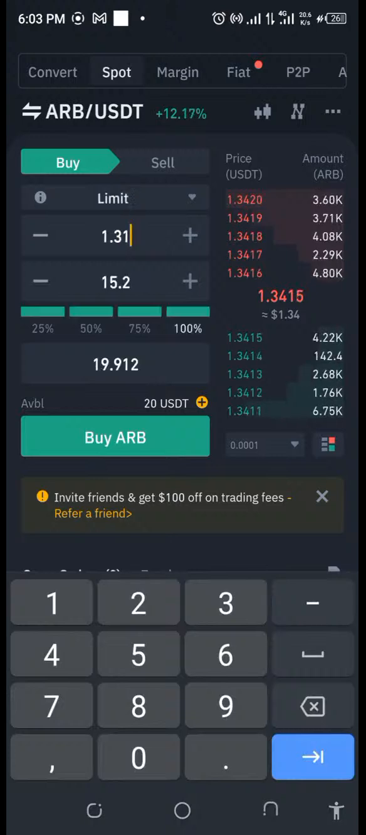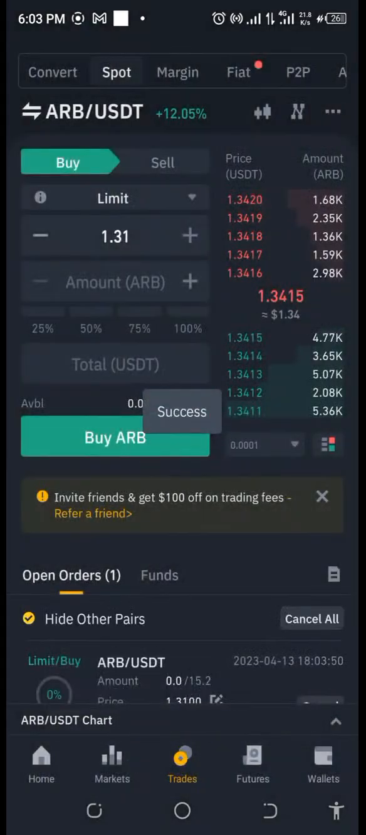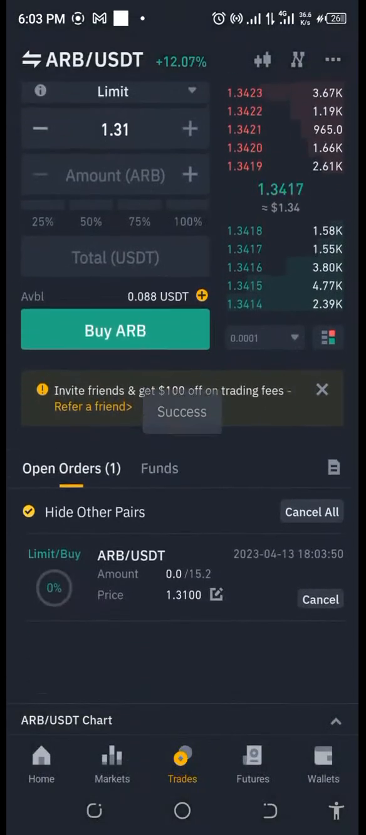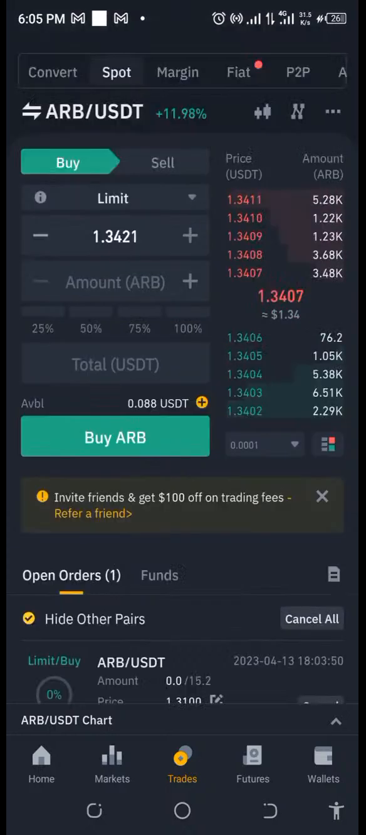So I'm going to pick up the 100%. It's giving me 19.91, it's giving me 15.2. I go ahead and buy. Okay, so currently we're in the queue. Let's see how long this takes, and I'll be back to give you the results. See you shortly. All right, I'm back, but I just remembered something.